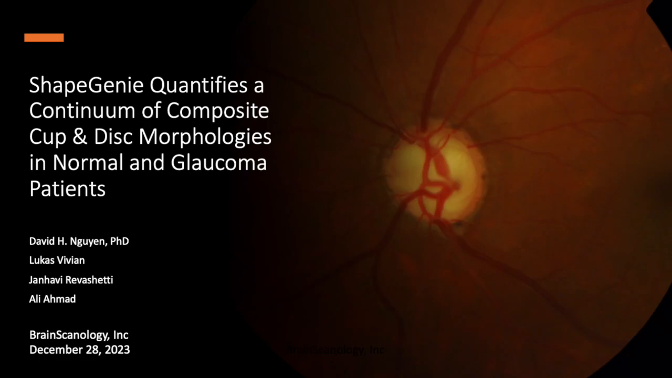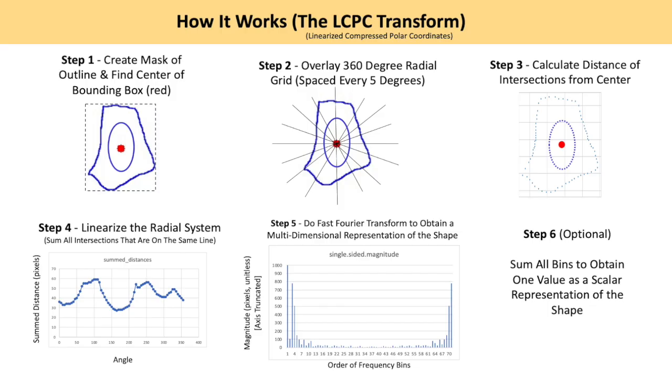Hi there, this is Dave Nguyen, CEO of Continuum, and in this presentation, I'm going to show you how ShapeGenie has identified a continuum of composite morphologies of the cup and the disc that define normal versus glaucoma. First, let's talk about how ShapeGenie works.